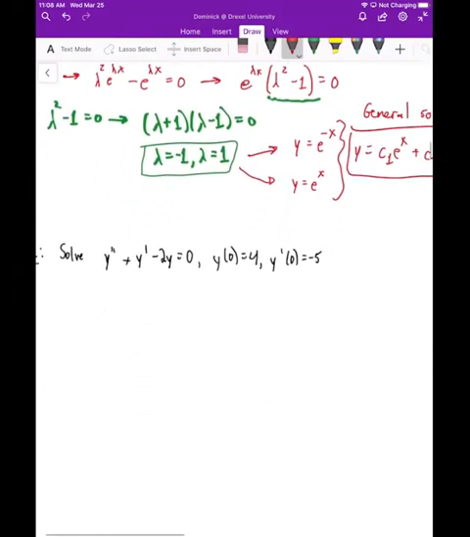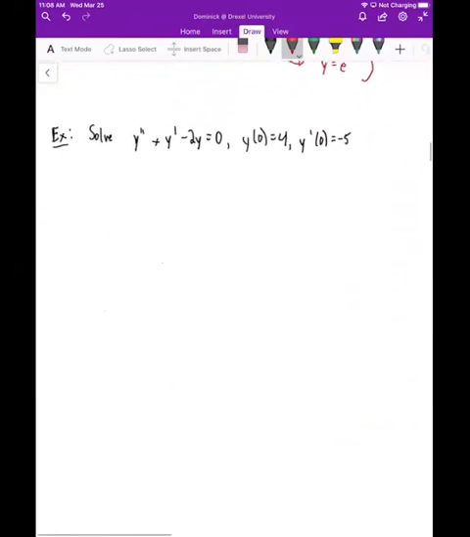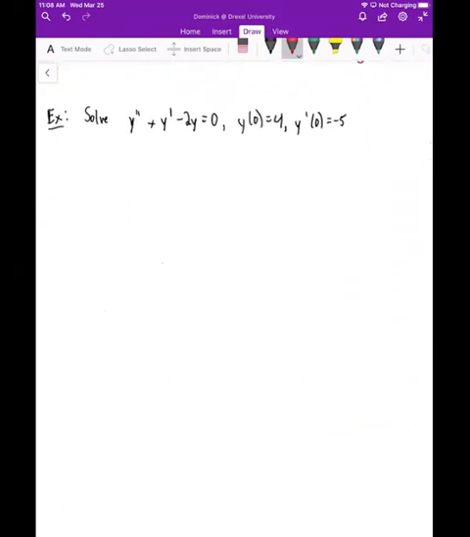Okay, so let's look at another one. For this one, and again, this might be a good place to pause and try this on your own, since this is really not too difficult. This time we have an initial value problem as well, so we can take this one step further. So again, we're going to assume that y is equal to e to the lambda x as a solution.